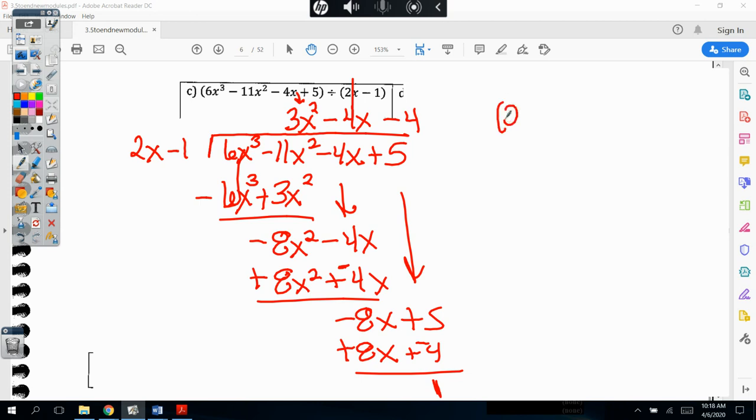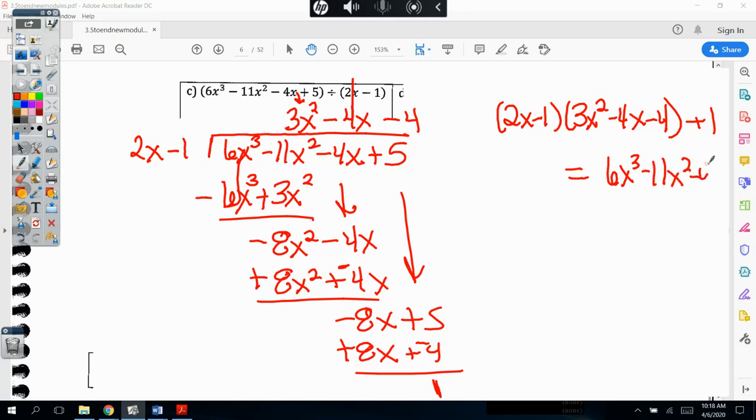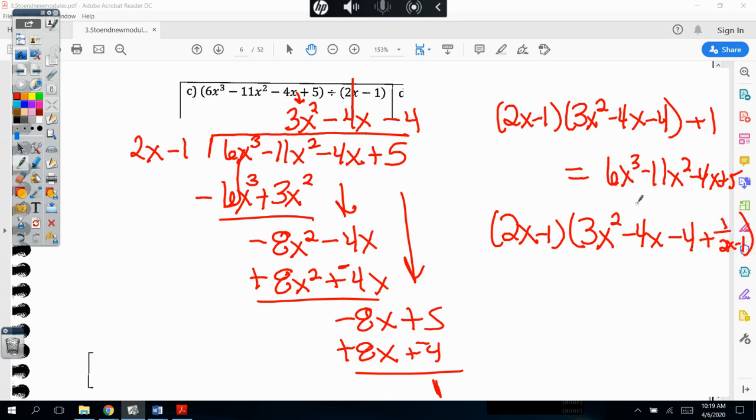And you could say 2x minus 1 times 3x squared minus 4x minus 4. If you add in an additional 1, you could get the 6x cubed. Or you could say 2x minus 1 times 3x squared minus 4x minus 4 plus the fraction 1 over 2x minus 1 could equal this guy.